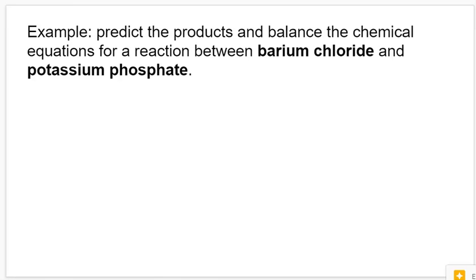Say we were asked to predict the products and balance the chemical equation for a reaction between barium chloride and potassium phosphate. Now, this is all that we're given. So we're going to need to figure out what kind of compounds are going to form as a result of the combination between these two, what their formulas are going to be, and then that's going to cause us to have to balance the chemical equation if it's not balanced already. Some equations end up being balanced already. But let's go through the steps here.